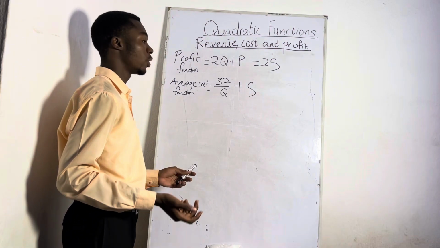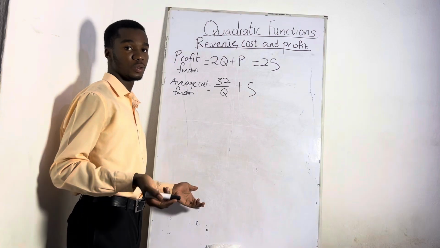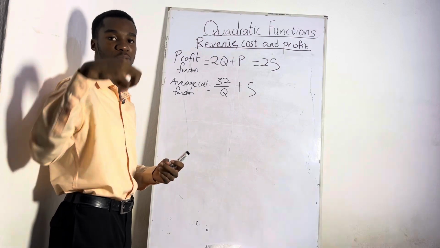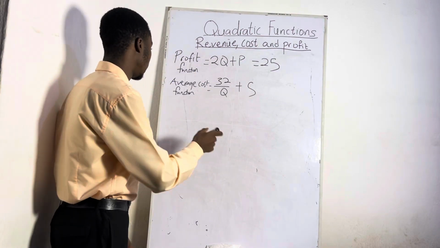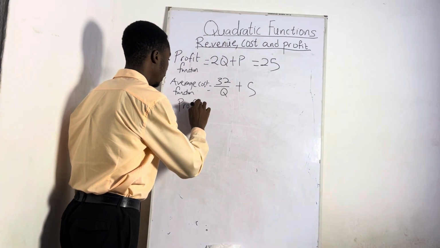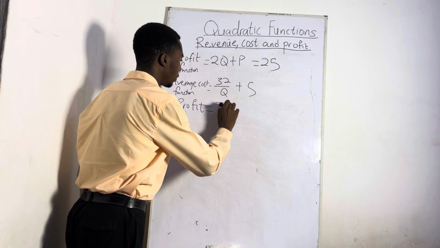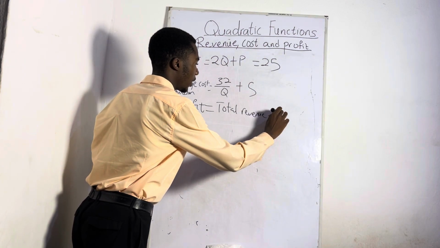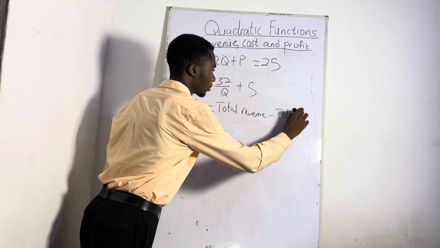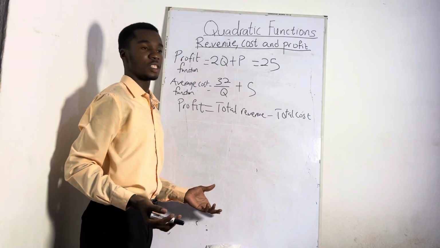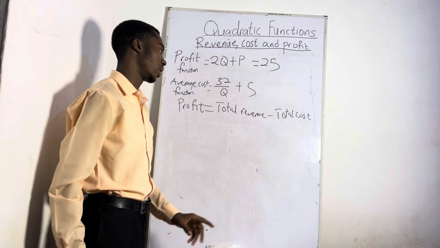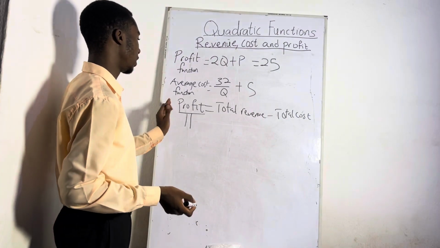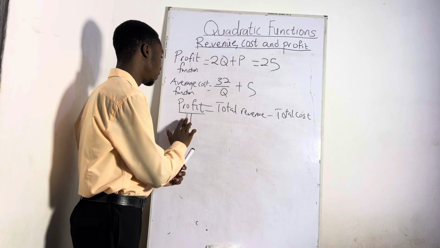So now what is profit? We all know that profit is total revenue minus total cost. How much you are making in a company is how much you get minus the amount you incurred. So profit is equal to total revenue minus total costs. In this topic, we are just going to represent profit by pi. Anywhere you see profit, you just put pi there.